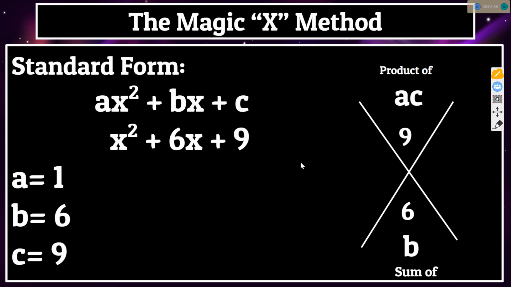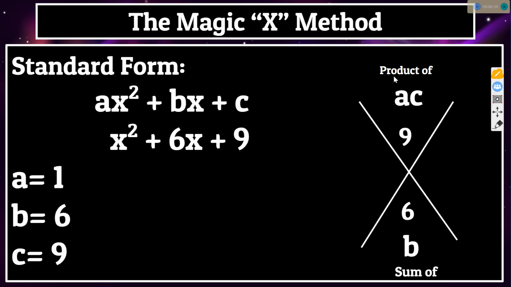So if we were going to factor this, we have this idea called the magic X, and this is something we use to help us organize our numbers, our calculations visually, right? So when we're using the magic X method, what we want to do is multiply a times c, and we write that product up here. When we do a times c, we write that number in this spot. We put ac, and in this case, a is 1, and c is 9. So if I multiply 1 times 9, I get 9, and that goes in this spot. And then here we have b, which is equal to 6.